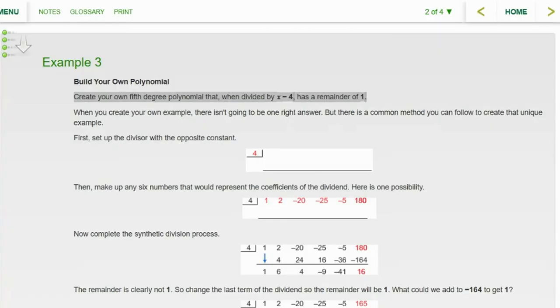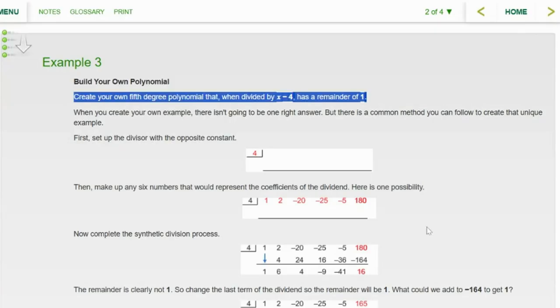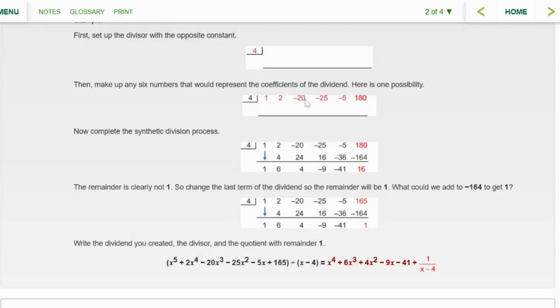So that's kind of fun, creating your own 5th degree polynomial. They're using different numbers. They used a 1, 2, negative 20, negative 25, 5, negative 5, and a 180. And they had to change theirs to a 165.